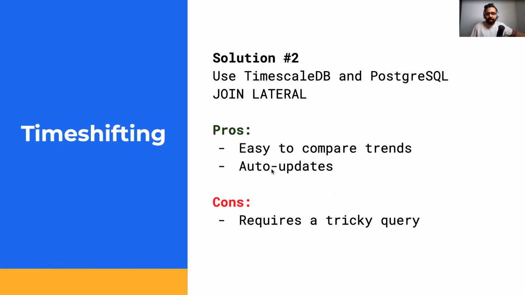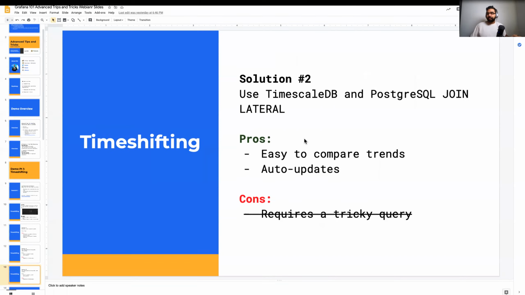You can set it such that you write this query once, and as long as you have a connection to your data source, you will always be able to see how you compare to previous weeks. So it actually saves you time in the long run. The only con is that it requires kind of a tricky query, but that's not really a con, because I'm actually going to show you how to do that right now in Grafana.